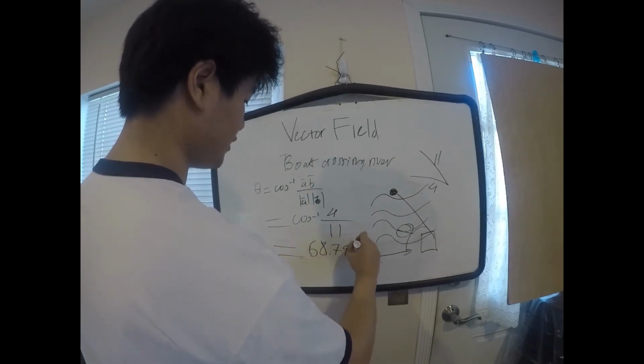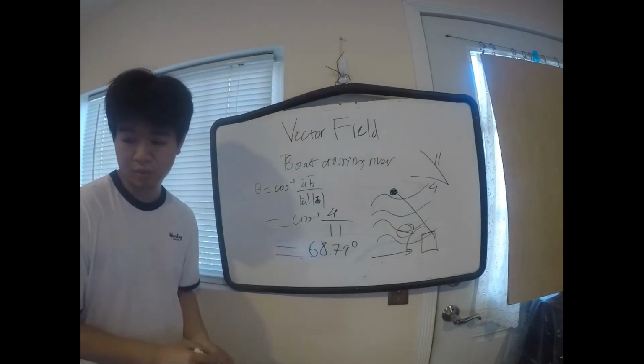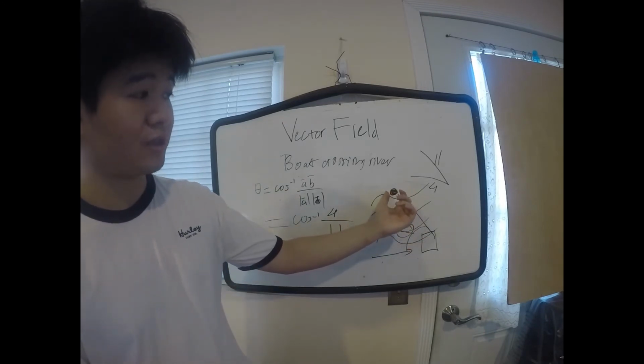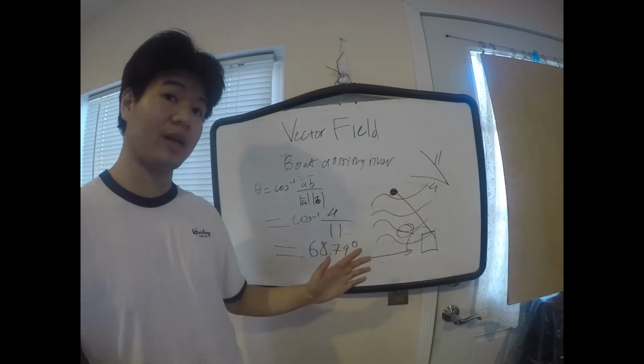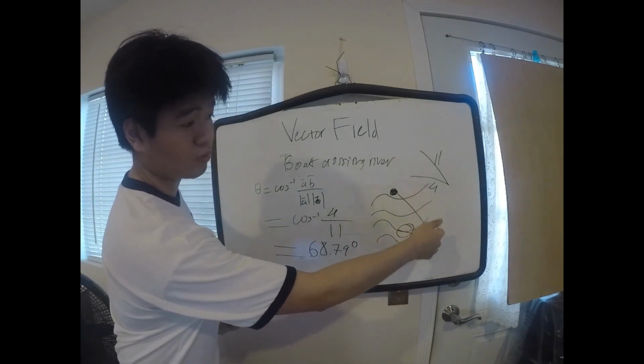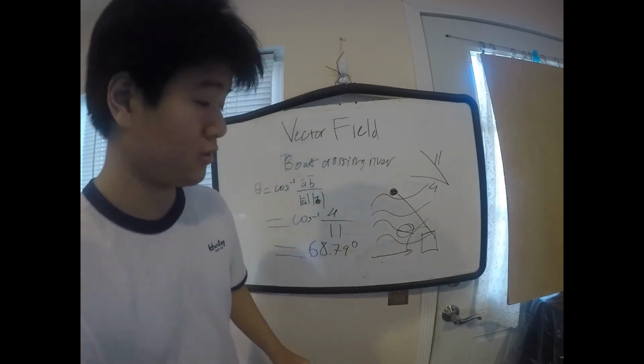68 or 79 degrees. So this angle right here is the angle needed. That's important to rotate the boat to find the destination right here. That's how you use vectors in real life to find the angle and to know which angle is right to move to the destination. Moving on.